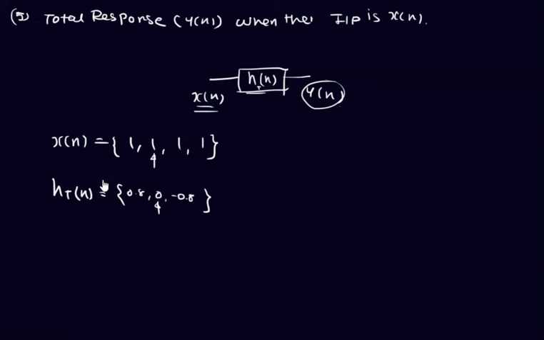Now we have to find the total response. We have this x of n and we have hT of n. If we want to find the total response, we have to convolve. Every time we have to convolve the input with the impulse response, and then we can find the total response of the system by convolving x of n with hT of n, or h of n. To convolve x of n and hT of n, we again have to use the tabulation method.